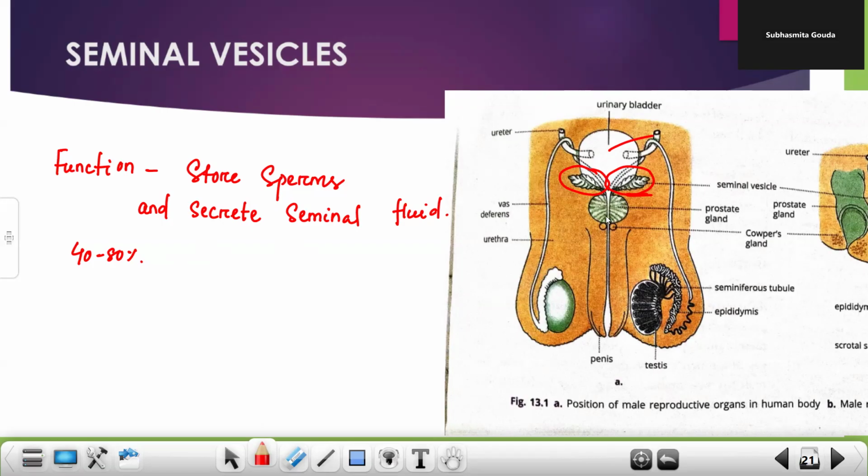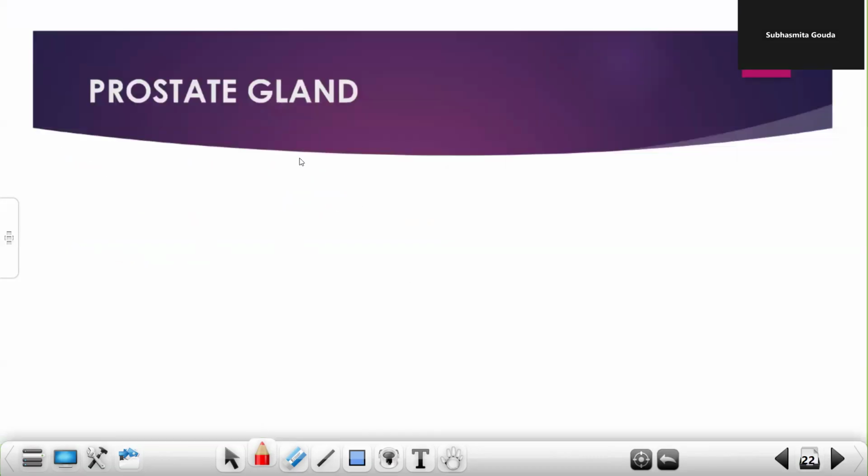नेक्स्ट इज द प्रोस्टेट ग्लैंड. प्रोस्टेट ग्लैंड उसके नीचे जस्ट प्रोस्टेट ग्लैंड है, फिर उसके नीचे आता है आपका कॉपर्स ग्लैंड. So next we will discuss the prostate gland. It surrounds the upper part of the urethra and it secretes alkaline fluid when it discharges into the urethra. This fluid keeps the sperm alive and helps them to swim.